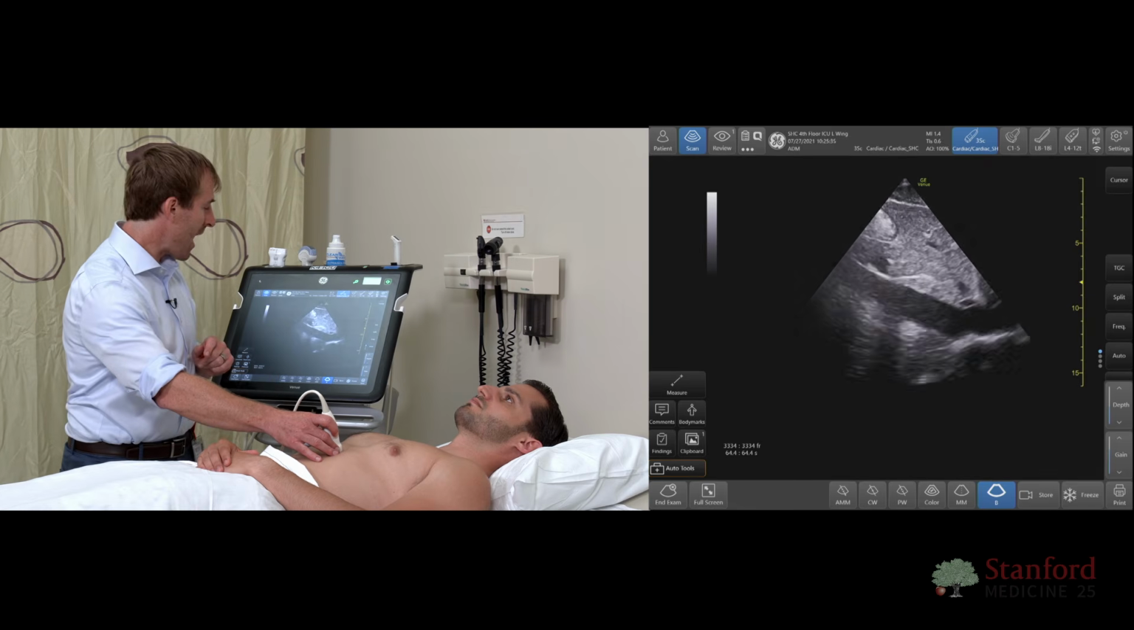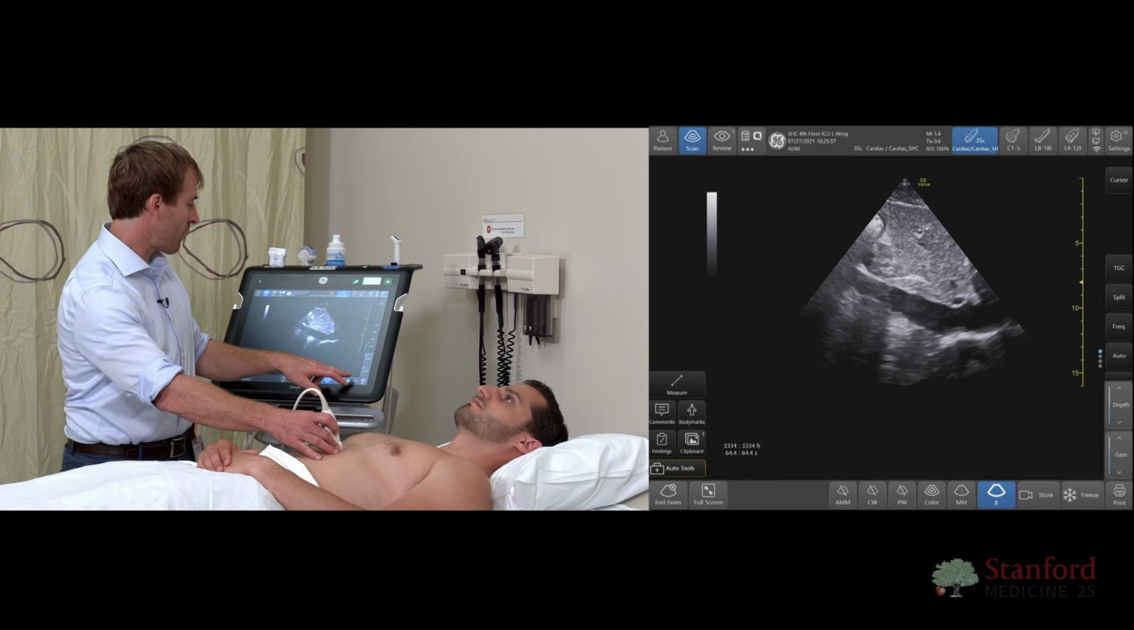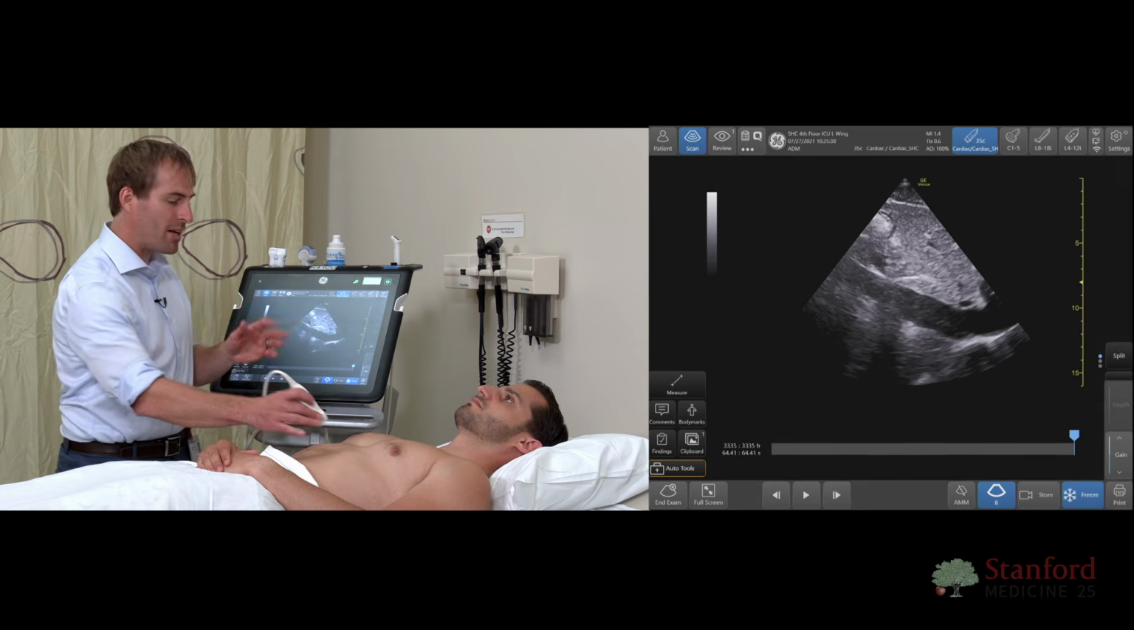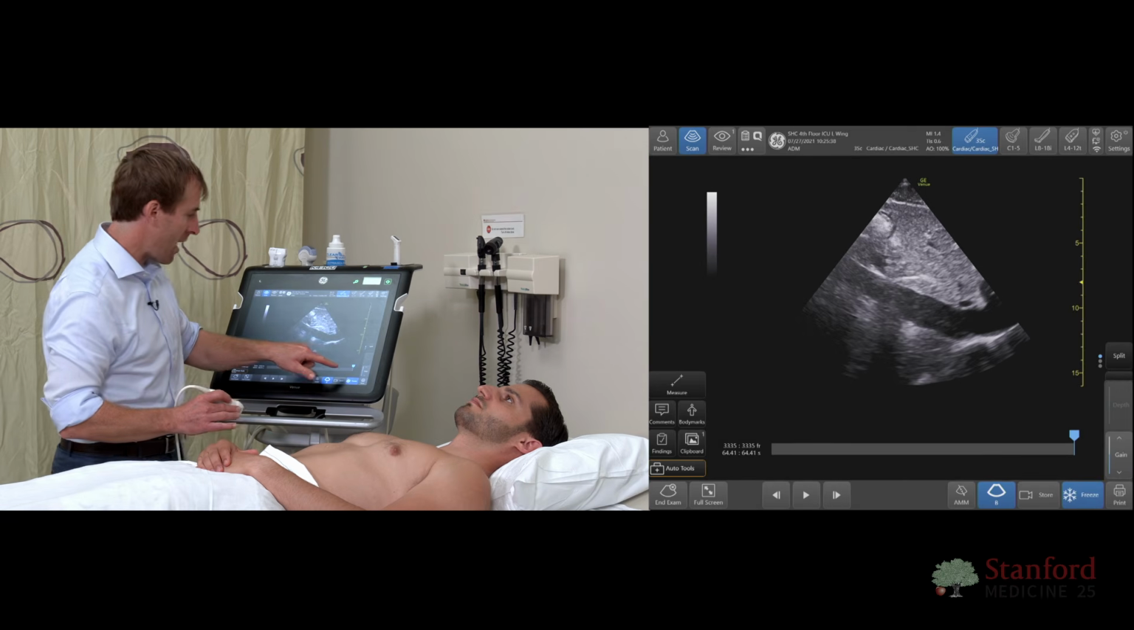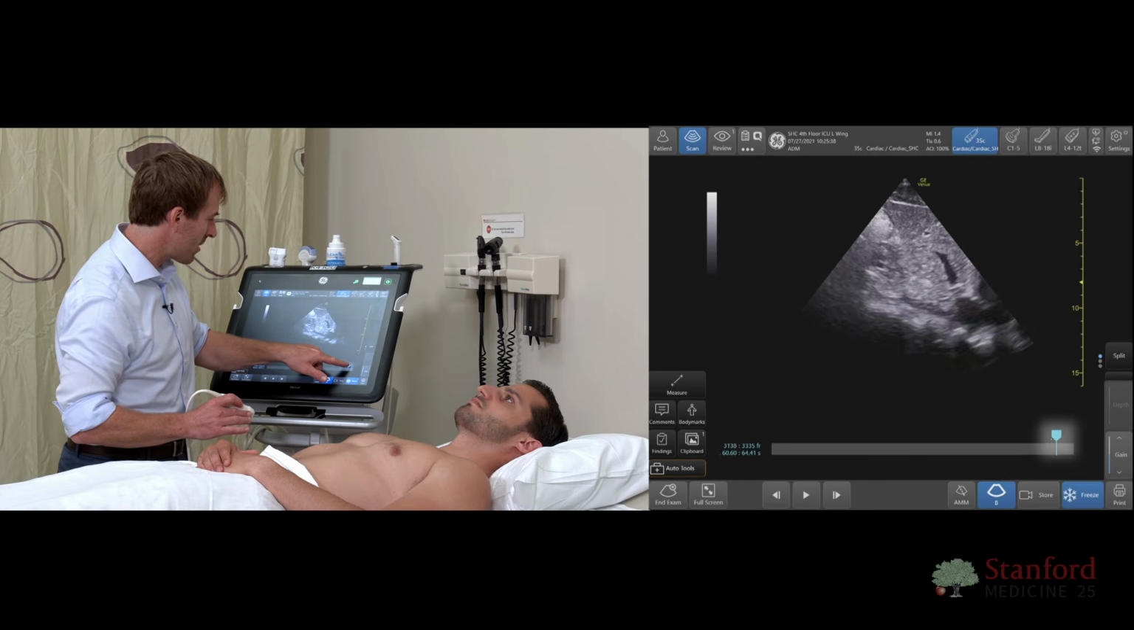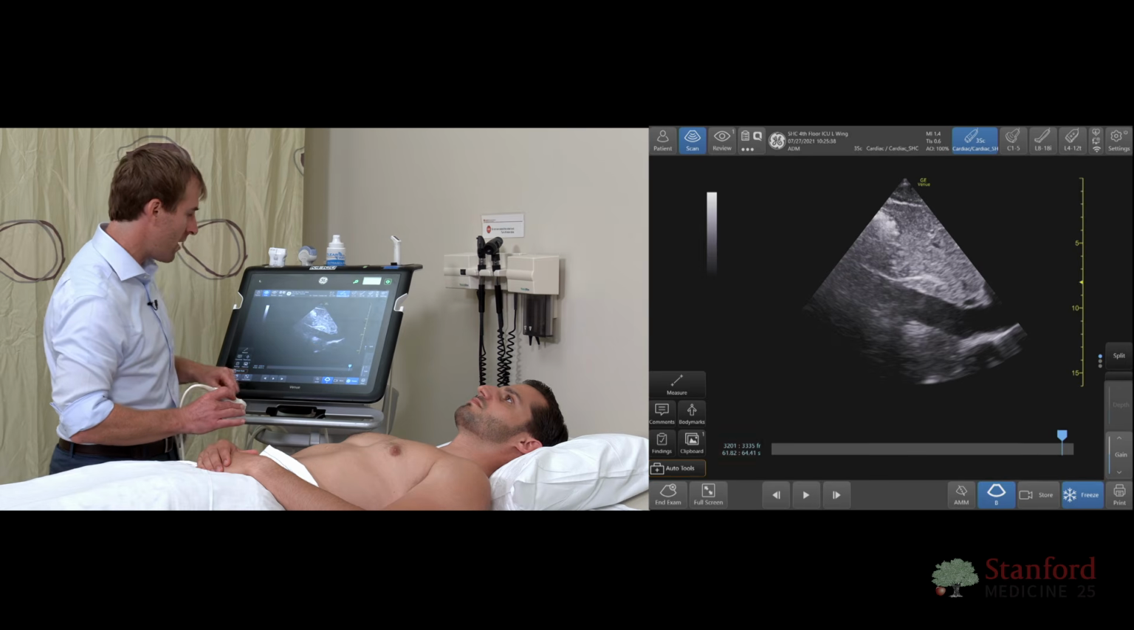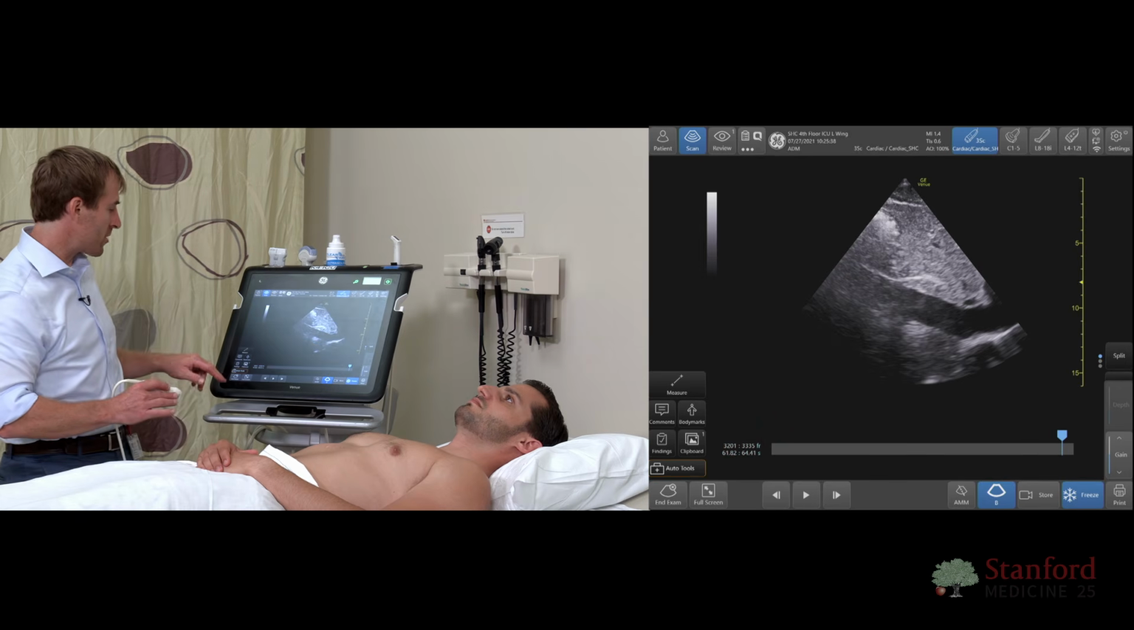So now I'm pretty happy with my picture here. I'm going to go ahead and freeze it. Okay, remember we didn't have to time our freeze. We can slide back through time. And I'm going to look, say, where does it look the biggest? That's pretty good right here. And so now I'm going to go ahead and take a measurement.